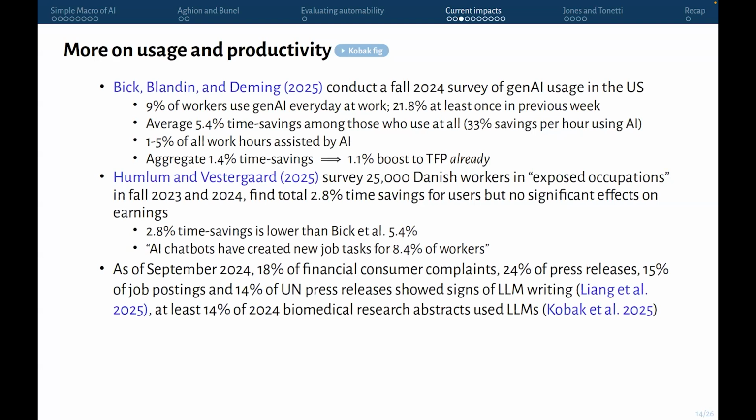More just throwing data at you. There's this Liang et al. paper, which shows as of September 2024, 18% of financial consumer complaints, 24% of press releases, 15% of job postings, and 14% of UN press releases showed signs of LLM writing. And this Kobak et al. paper says 14% of 2024 biomedical research abstracts used LLMs.